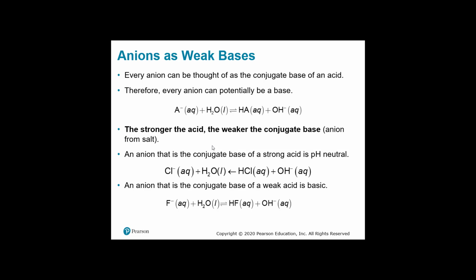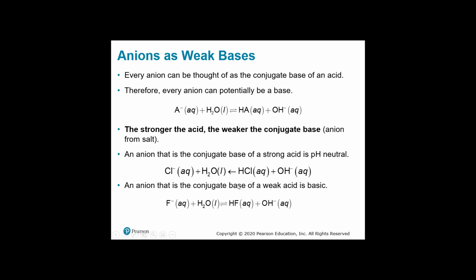An anion that is the conjugate base of a strong acid is pH neutral. So again, if we're looking at the counter ion of a strong acid, it's not going to affect the solution. So its pH is going to be neutral. So an easy one to look at is HCl. The chloride ion is not going to affect the solution, so it will stay pH neutral in its presence.